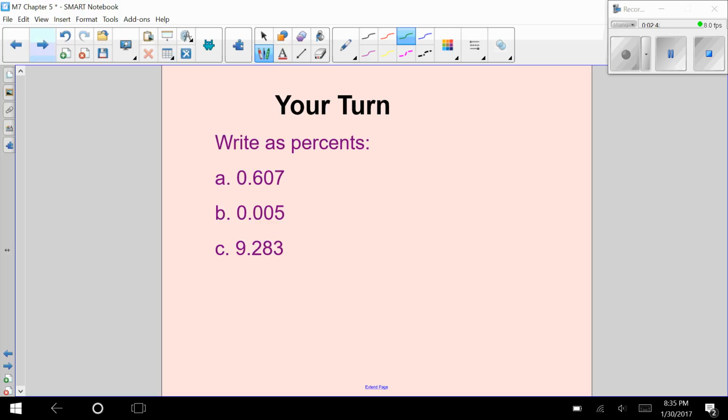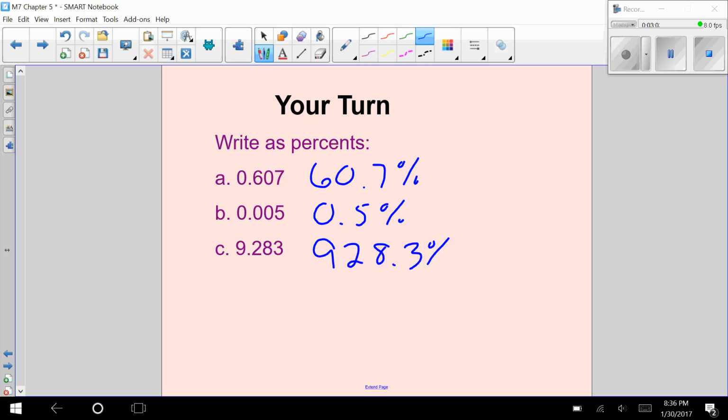Try these 3 on your own. Write them as percents. For the first one, we should get 60.7%. The second one, you move the decimal 2 spots and you get 0.5%. The third one, you move the decimal 2 spots, you get 928.3%.